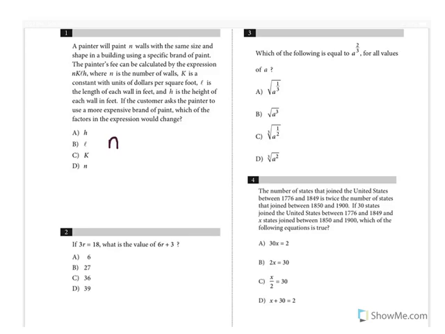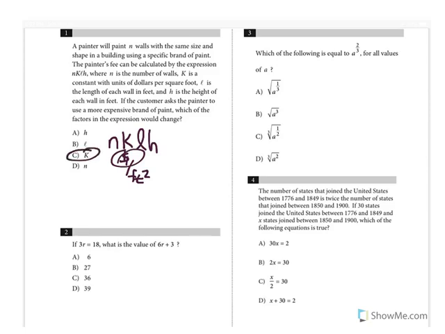We have N in this building, number of walls. That is a constant. K, all right, is a constant with units of dollars per square foot. Okay, let's look at it. Dollars per square foot. L is the length of each wall in feet. Okay, constant. And H is the height of each wall in feet and constant. And the only thing that could change if we had a more expensive brand of paint is the dollars per square foot, which is K.